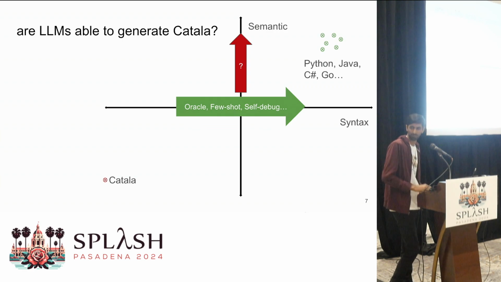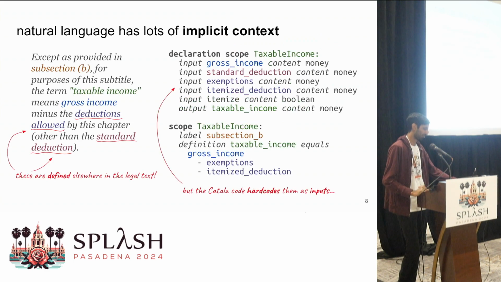And throughout this experience, we also worked a bit more with Catala. We're not experts by any means, but we tried to manually translate a lot of these sections of the tax code into valid Catala programs. And we noticed a lot of observations, as well as observations in the LLM outputs. In particular, one thing that we struggled with was how natural language has a lot of implicit context, especially in the tax code.